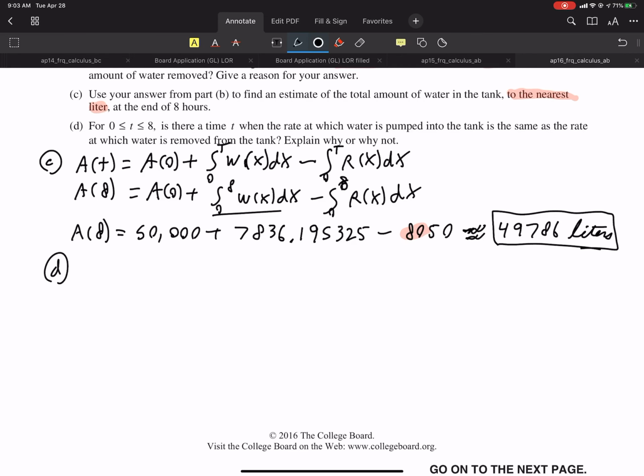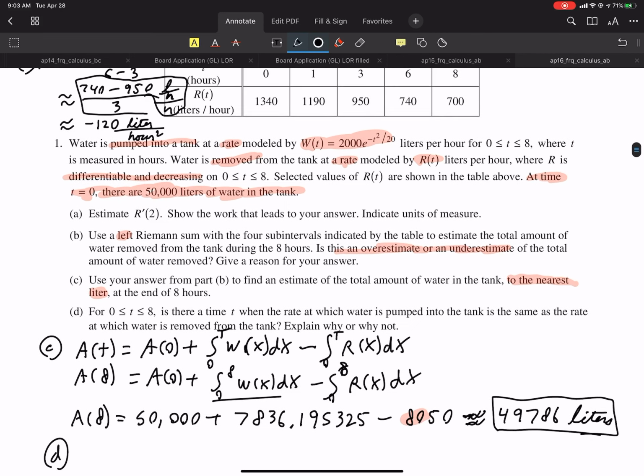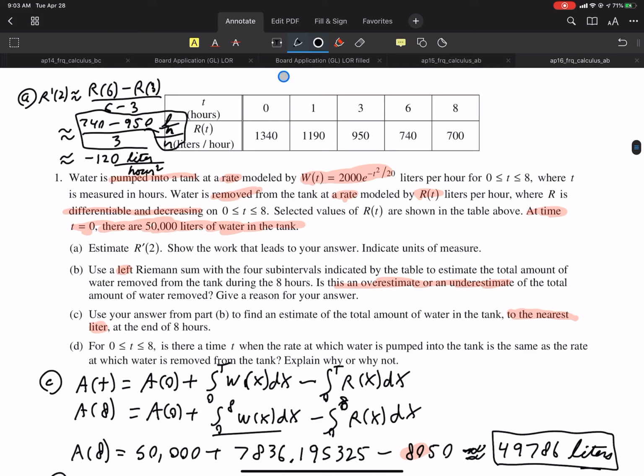This is the one that a lot of people struggle with. And so, is there a time at which the rate of water which is pumped into the tank is the same as the rate at which water is removed from the tank? Explain why or why not. So the difficulty here is we have specific R of t's, and we don't have the value of R between those. But what we do have is R is continuous and decreasing. We know that. So we know it's continuous.